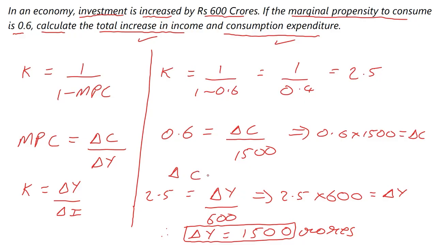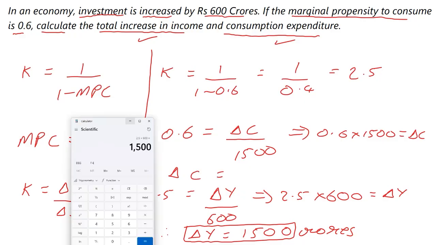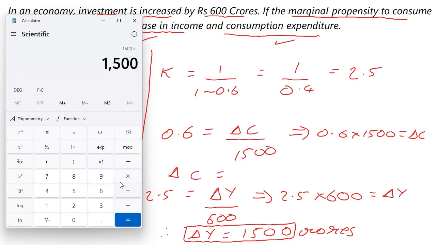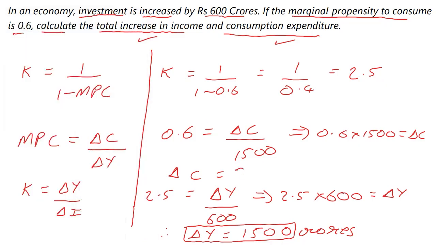Therefore, change in consumption is equal to 1500 into 0.6, which gives me 900 crores. And with that, I have the final answer. Any doubts? Feel free to ask.